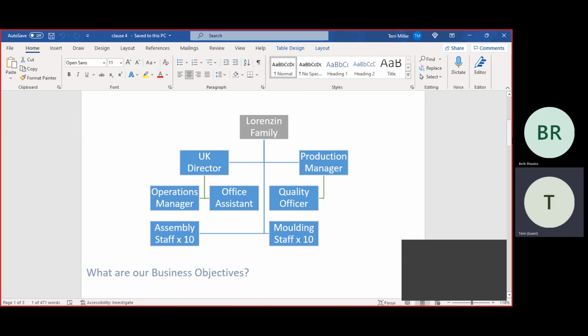Underneath them directly is the operations manager, which is myself. I have an office assistant, and we also have a quality officer. We put him in the bracket of production, however, he does work with the office as well. And then we have 10 assembly staff and 10 moulding staff. Please remember that we are only just 2 years old, so it's quite a small company, but we do turn over £8 million every year just in the UK alone. It's actually an €80 million turnover company so far to date.